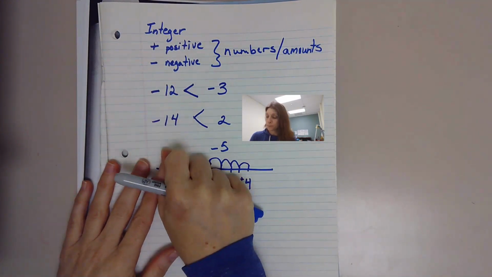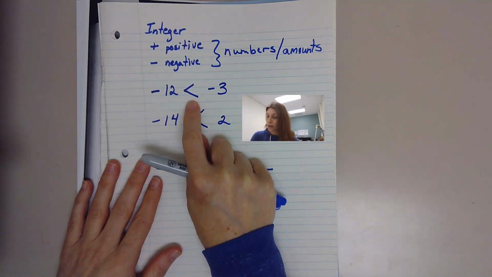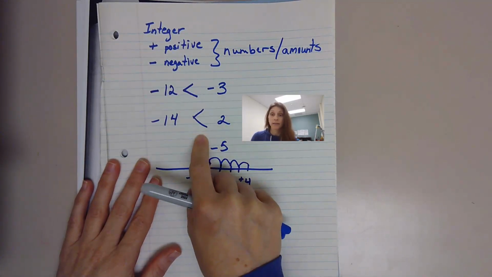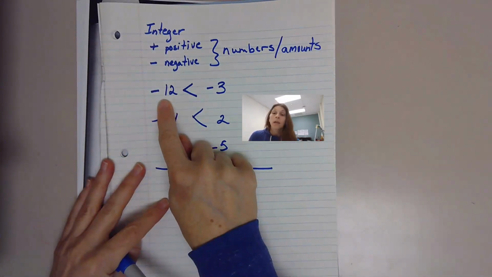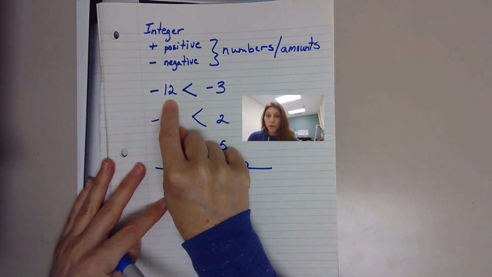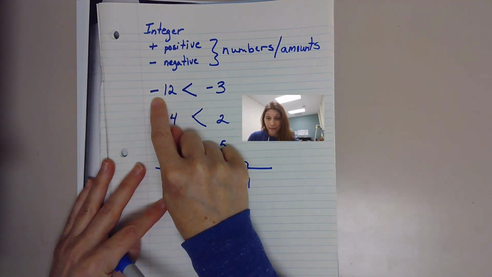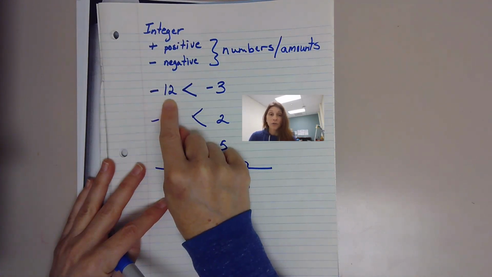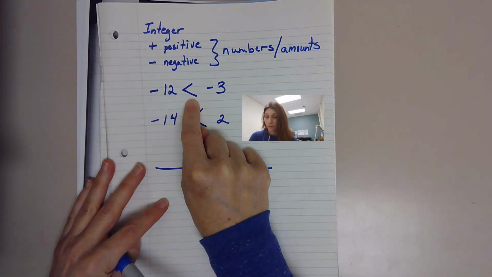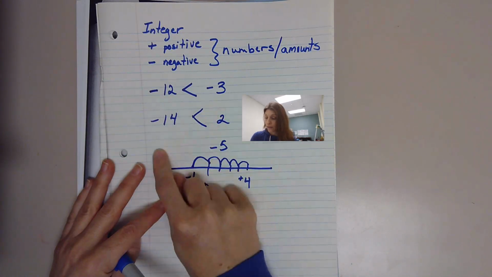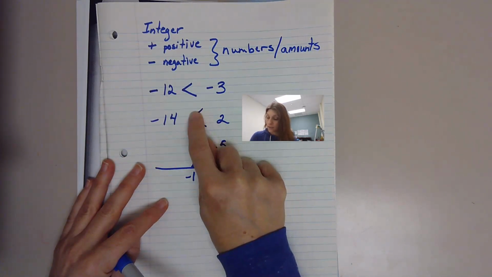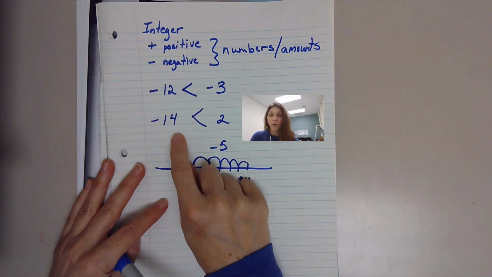And a quick reminder of understanding the less than and greater than signs when we're talking about integers. The larger the number is into the negative, the smaller it actually is. So negative 12 is less than, or smaller than, negative 3. Okay? 2 is greater than negative 14.